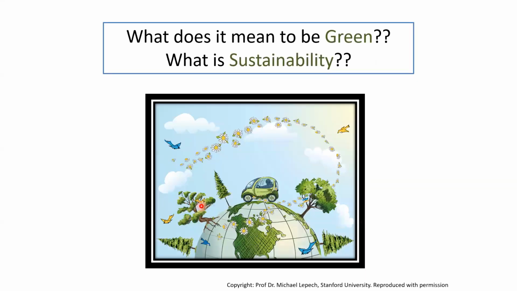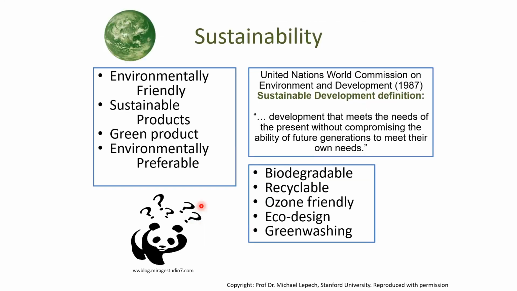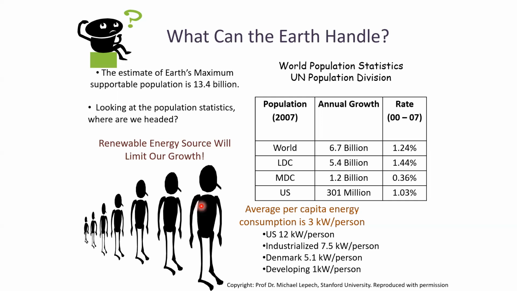So what does it mean to be green? I think we already kind of talked about it. What is sustainability? It has to be environmentally friendly, sustainable products, green products, environmentally preferable, biodegradable. These are different buzzwords you keep on hearing all the time. And the sustainable development definition, as per the UN World Commission on Environment and Development in 1987, says development that meets the needs of the present without compromising the ability of future generations to meet their own needs. So that's what the Brundtland Commission came up with.